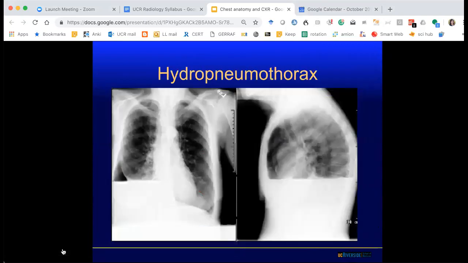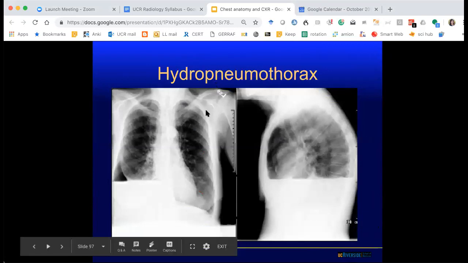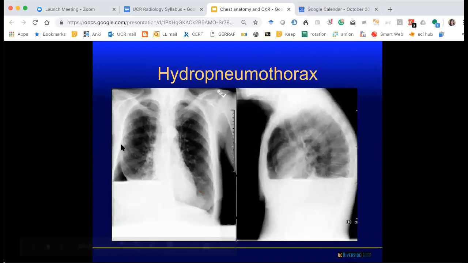This is where you have both air and fluid in the pleural space. We call this hydropneumothorax. We know there's air because we see the pleural line here. We know there's fluid because we see this air-fluid level here. So this is a hydropneumothorax.